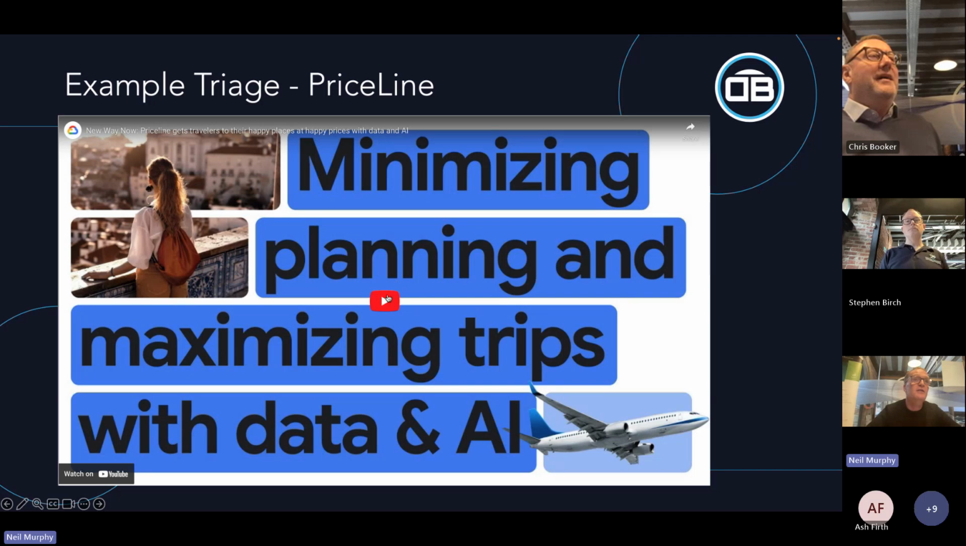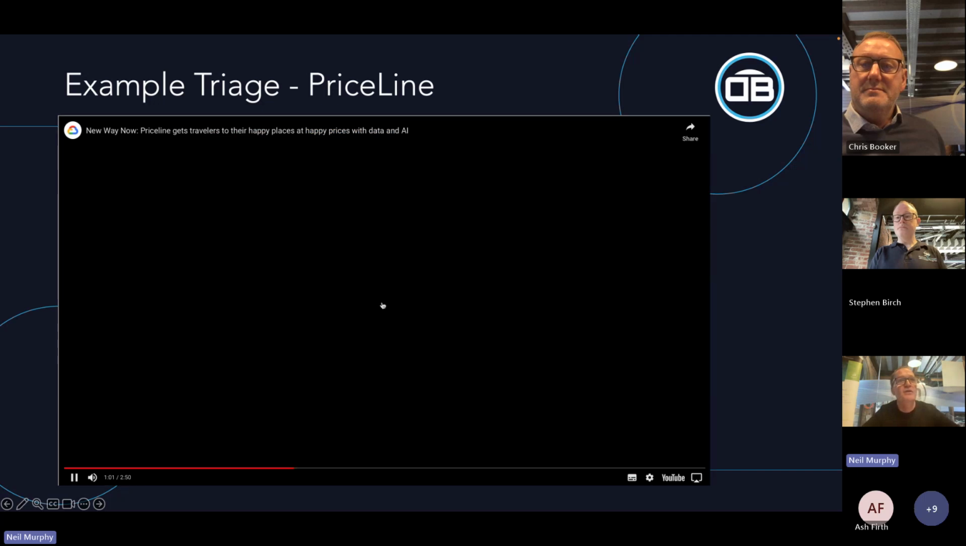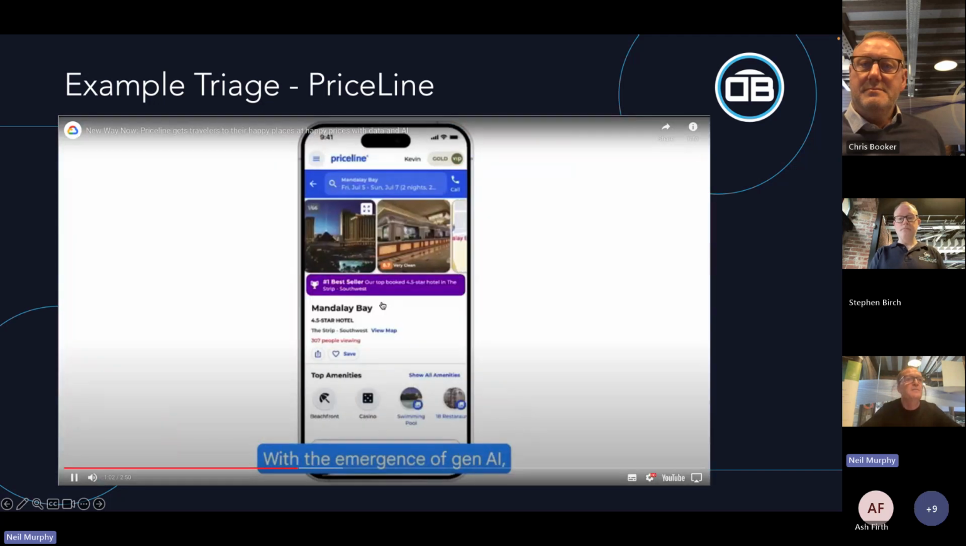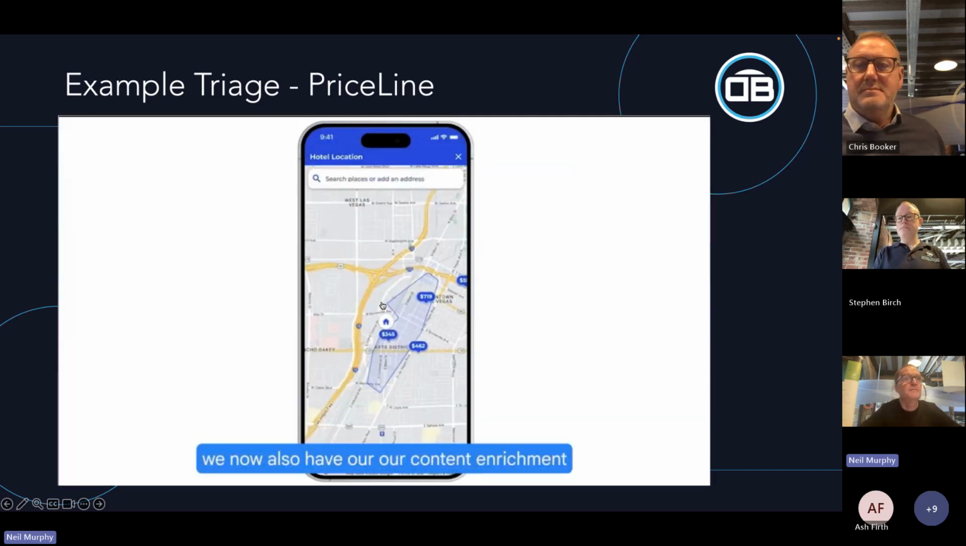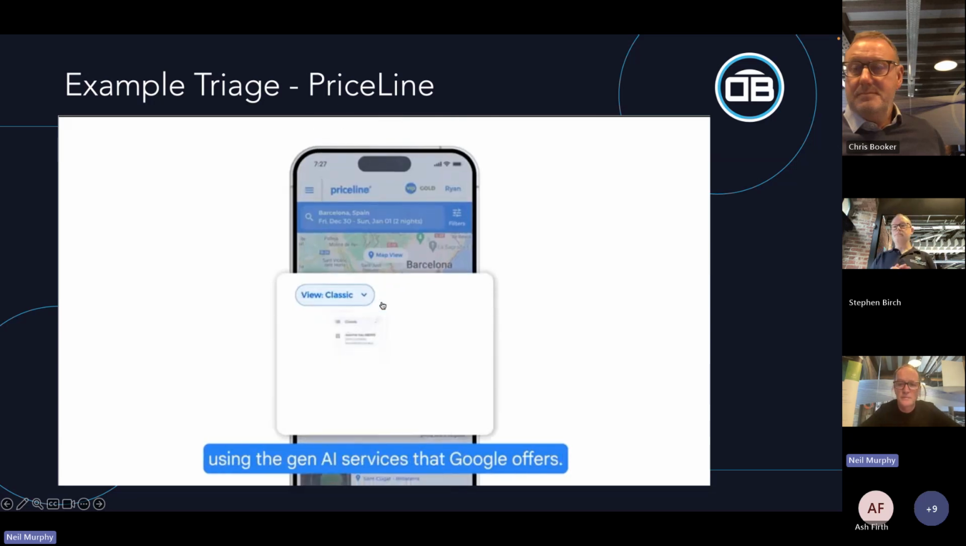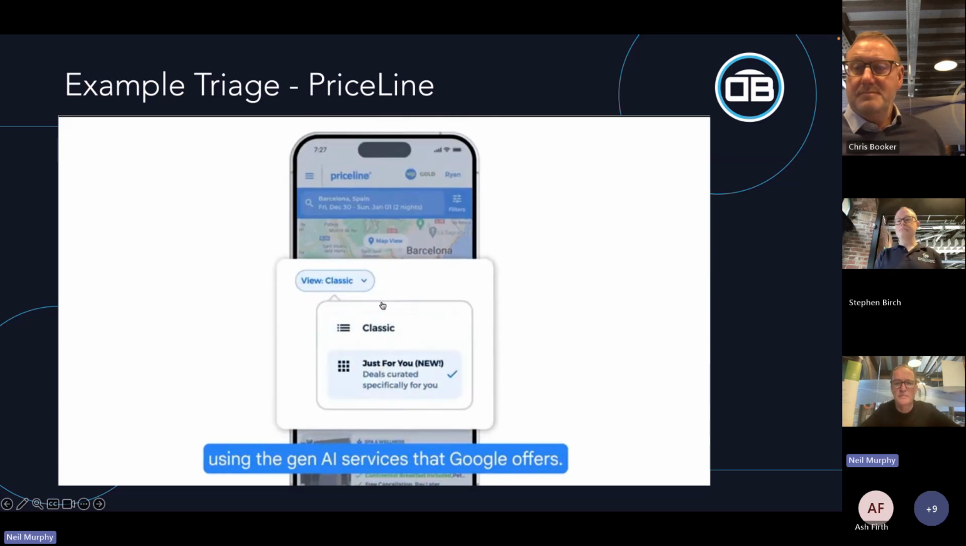So this is something from Priceline. Again, travel is pretty fast moving, right? It's time critical information: weather, tight schedules, flight schedules, price, strikes, all kinds of things can have an impact. And apparently it takes about 16 hours to plan a trip. So with the emergence of Gen AI, we now also have content enrichment and a real-time recommendation engine using the Gen AI services that Google offers.